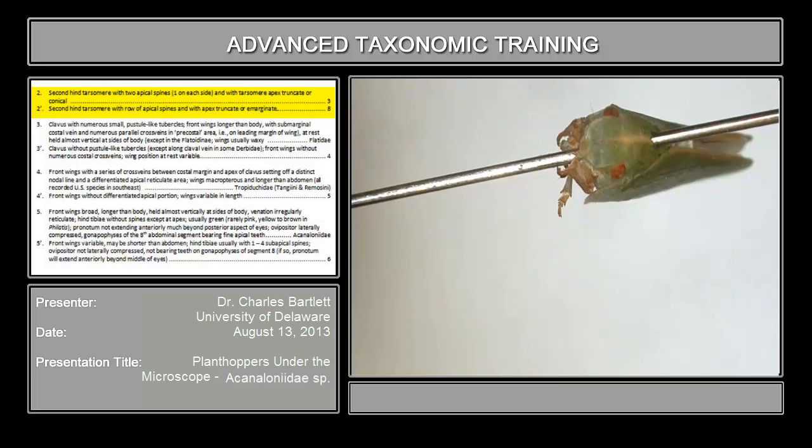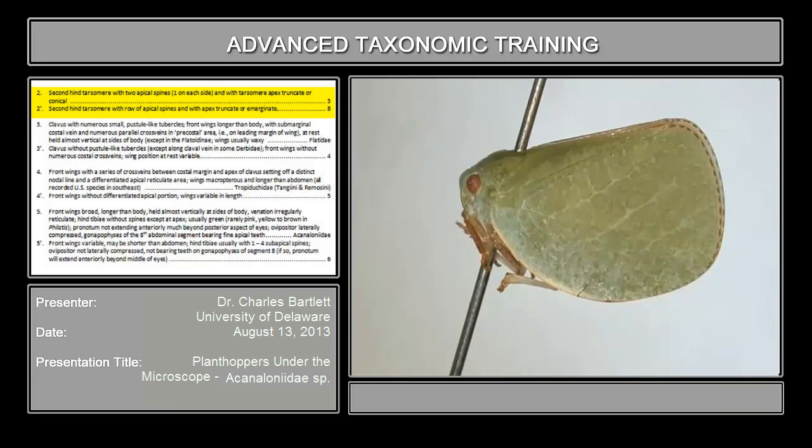So I deliberately set it up like this. Here is the tibia, here is the first tarsal segment, and there's the second tarsal segment. You should be able to see that there is a pair of lateral spines. As well, there happens to be a kind of projection in between those spines. So if we go back to couplet 2, it says second hind tarsomere with 2 apical spines, 1 on each side. We do indeed have that. And with tarsomere apex truncate or conical. So this would be the condition where we have 2 apical spines and a conical apex to the second tarsomere. So that sends us to couplet 3.